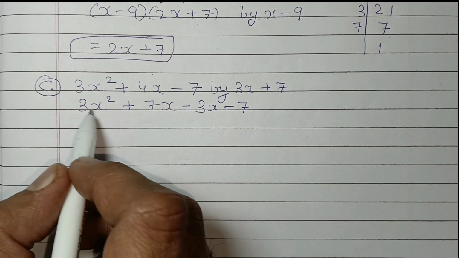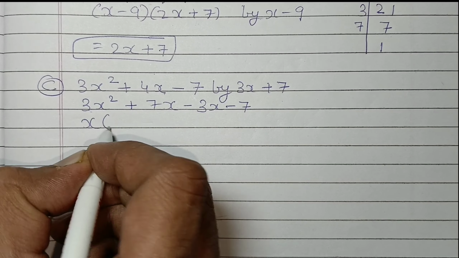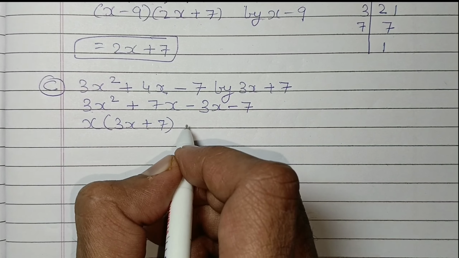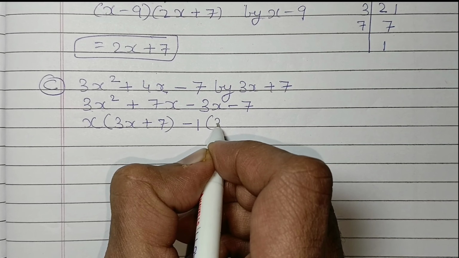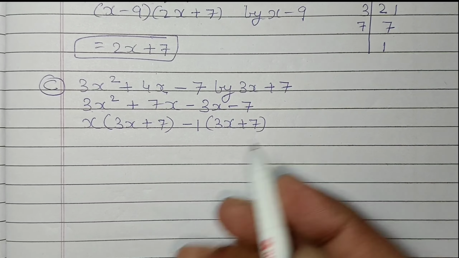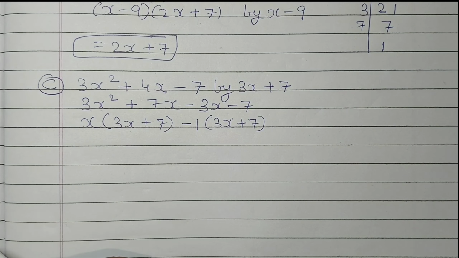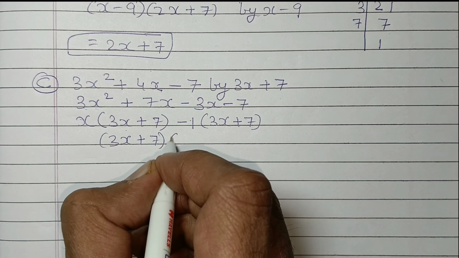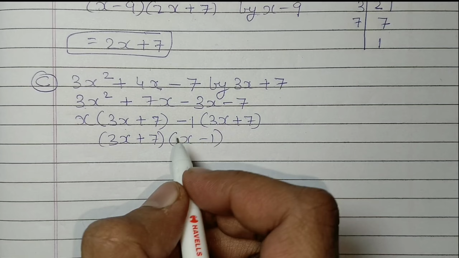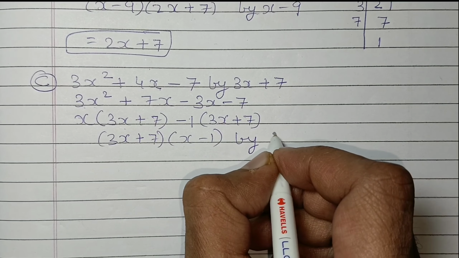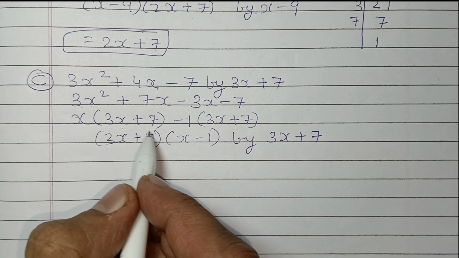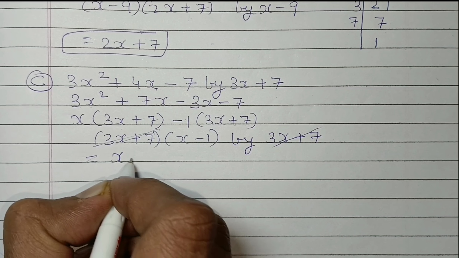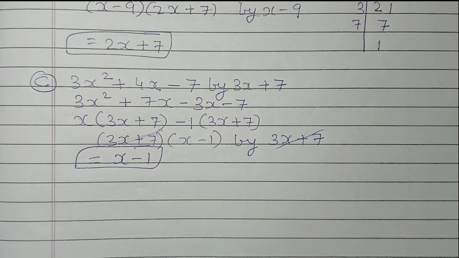Here we will take out x common, so the remaining term will be 3x plus 7, and here we will take out minus 1 common, so the remaining term will be 3x plus 7. These both have 3x plus 7 in common, so if I take out 3x plus 7, the remaining term will be x minus 1. If we divide these by 3x plus 7, it will be cut, so the remaining term will be x minus 1, and that's our answer for C.